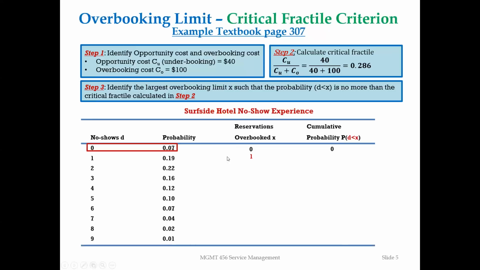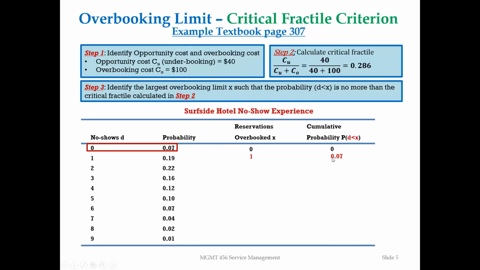So we can highlight this. Only under this condition, only if D is 0, D is less than X, and X is 1. So what is the corresponding probability? The corresponding probability is 0.07.